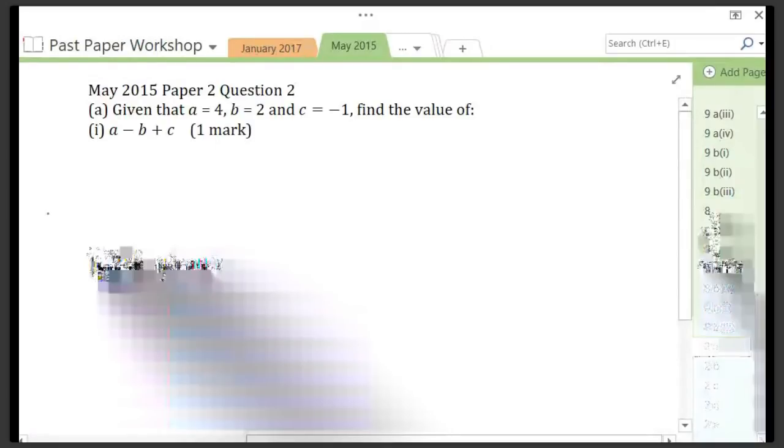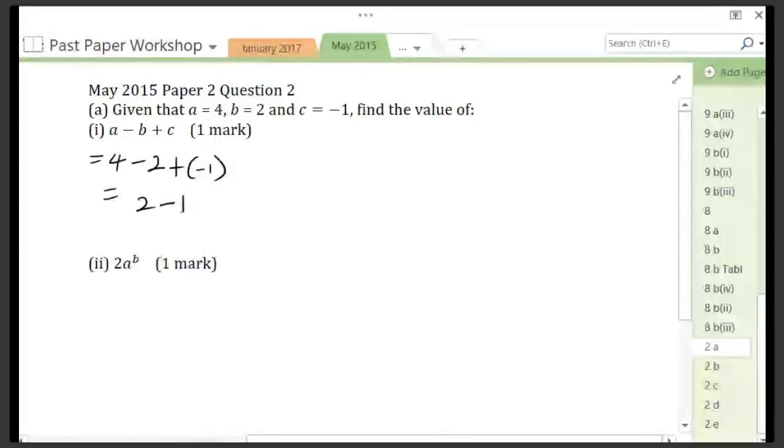All right, so they give you A is 4, B is 2, C is minus 1. All you're doing is substituting here into this algebraic expression. So A here is 4, so this is 4 minus, B here is 2, and C here, this is plus minus 1. 4 minus 2 is 2. When you have these two signs here, you have to combine them. This is directed numbers. The signs are different here, so it's negative. Okay? So 2 minus 1 here is 1. The answer is 1.